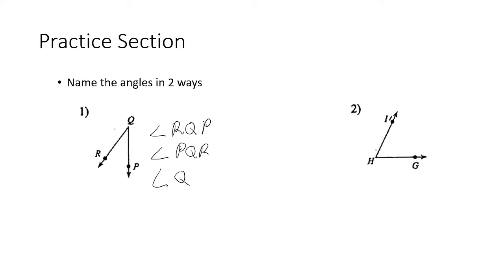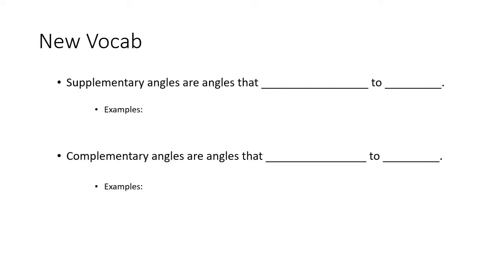With number 2, same idea. Could be angle IHG, could be angle GHI, or it could be angle I. Did you get them right? Hopefully you got those right, but if not, that's okay. Hopefully you learned something out of it.